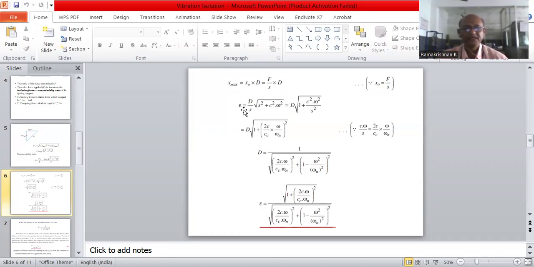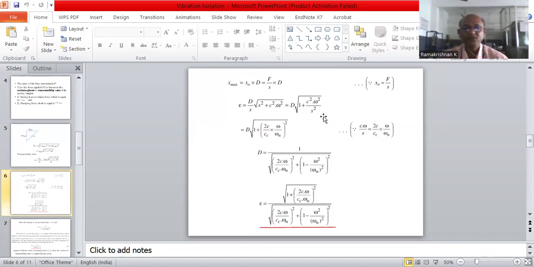Here again, in the transmissibility ratio formula, substitute the X max equation. So the equation becomes like this. Then D can be taken outside. On simplifying, dividing the terms by S squared, the equation becomes like this. Here again, it can be simplified.